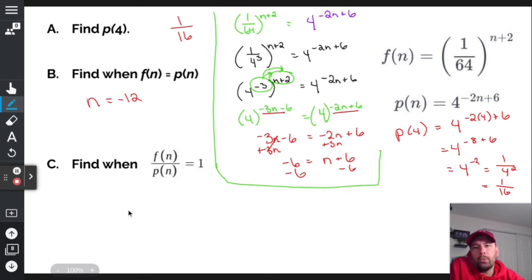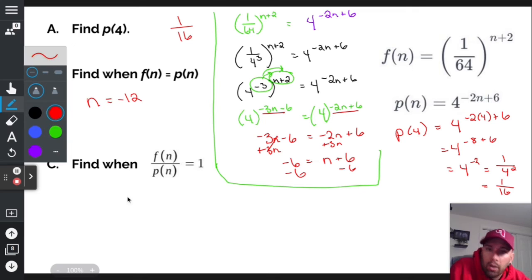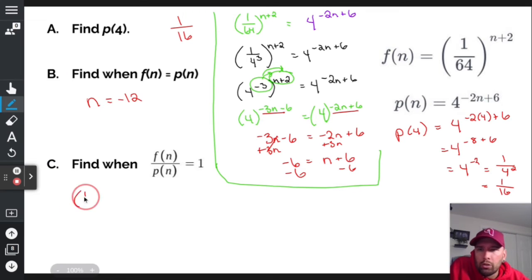And it's worse now. Find f of n over p of n equals 1. So I have to take this guy and divide that guy and set it equal to 1. I got it. A lot of the same rules are going to apply. So let's just set it up and be a little lazy. F of n was 1 over 64 to the n plus 2, over 4 to the negative 2n plus 6.